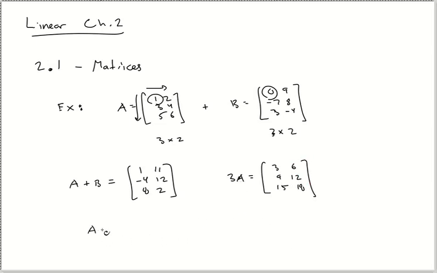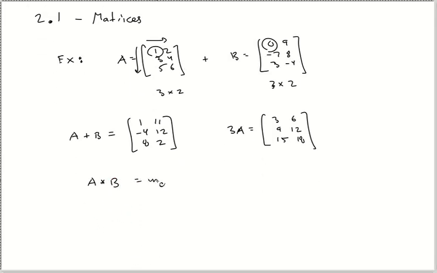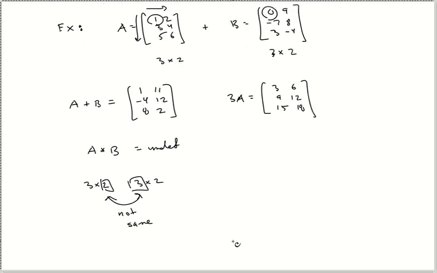What if I were to try to do A times B? Well, it won't work. I'm going to write here undefined, because we have a 3 by 2 and a 3 by 2. The inside numbers are not the same, and therefore you cannot multiply them together.